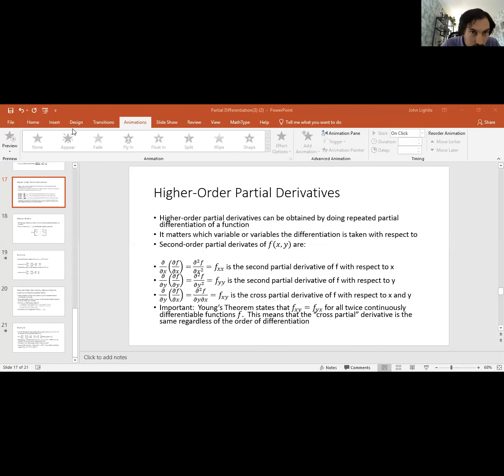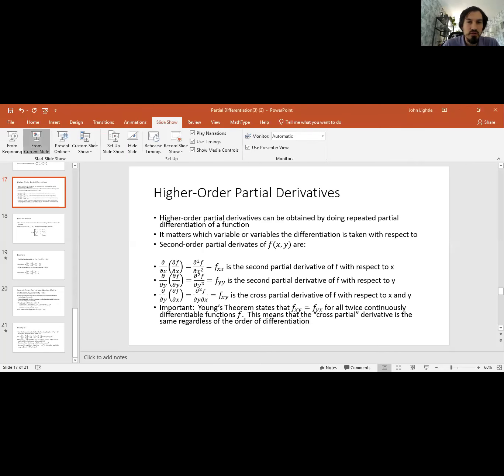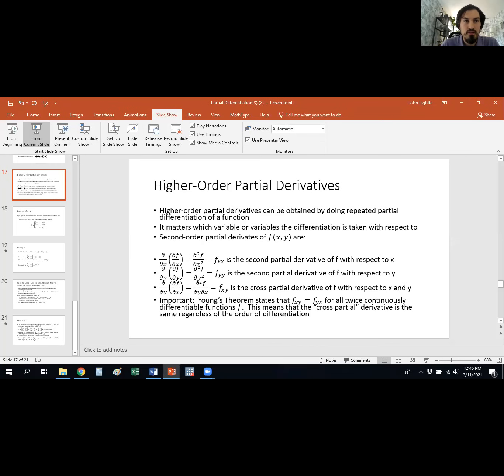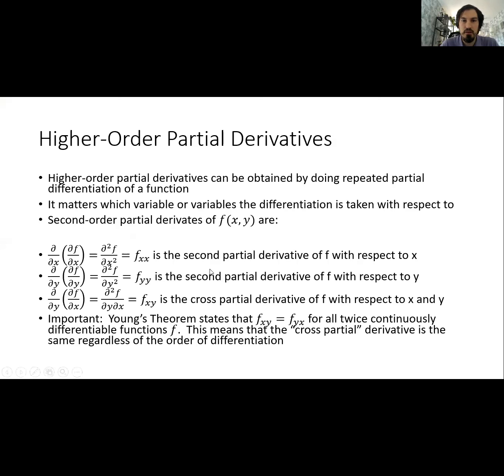I'm gonna pull up this slide about partial derivatives again and the Hessians. We had it last class. Let's continue where we left off, which is right here. I wish I could see slideshow from current slide. There you go.